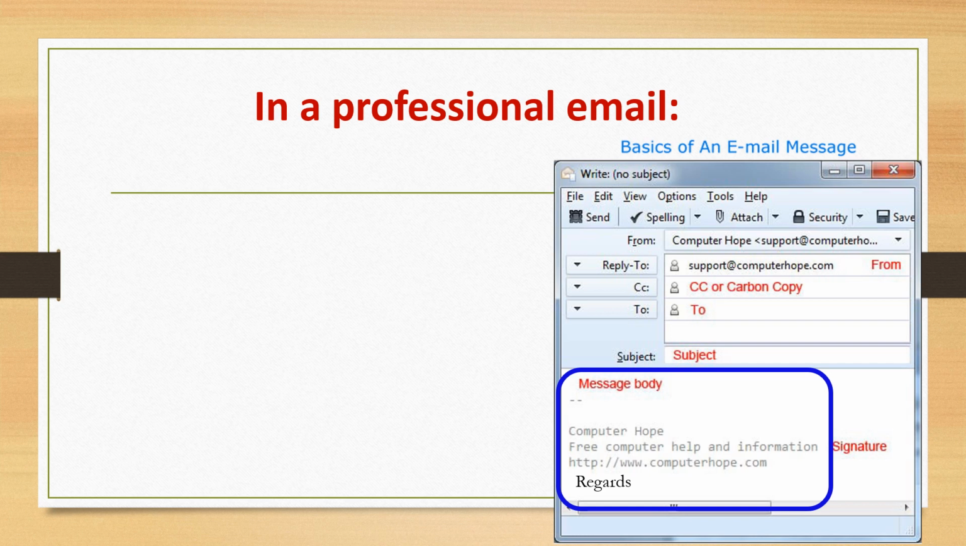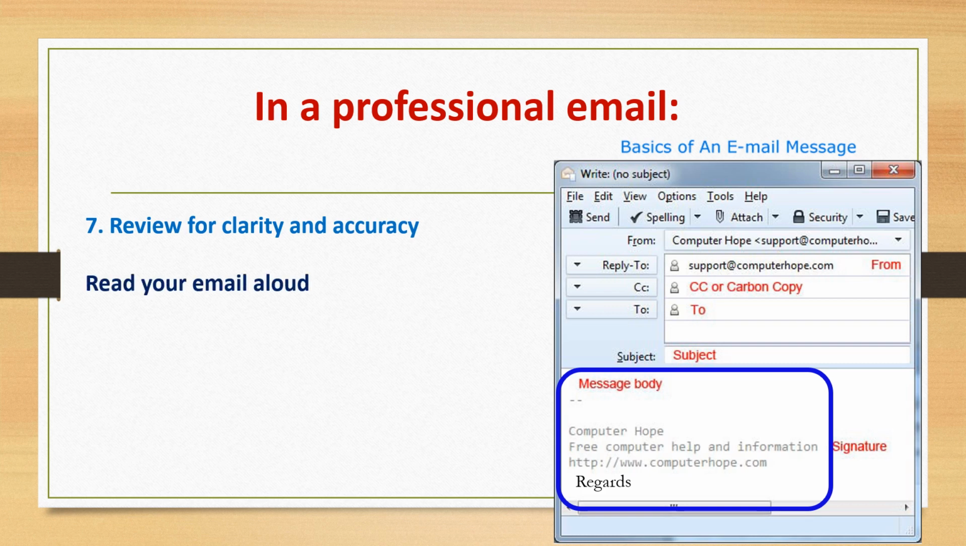Before you click send, and this is so important, review for clarity and accuracy. Read your email aloud. This is an effective way to catch errors and to be confident that you have included all the necessary information. It is also helpful to determine if there are unnecessary details that can be removed, so to keep your message concise and clear. While checking your email, what do you check for?